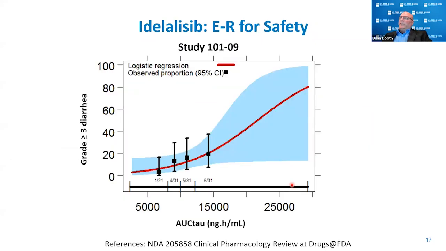Now, if we go on and we look at the exposure response for safety, at least for some of them, we're seeing a relationship between exposure and outcomes, right? So for grade 3 diarrhea, as exposure goes up, dose goes up, we're going to see more events. Conversely, if we reduce dose and exposure, we're going to reduce seeing some of those events.